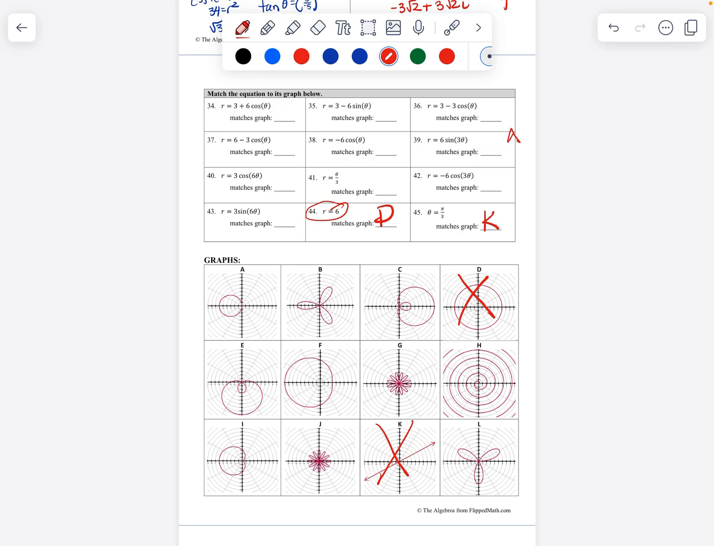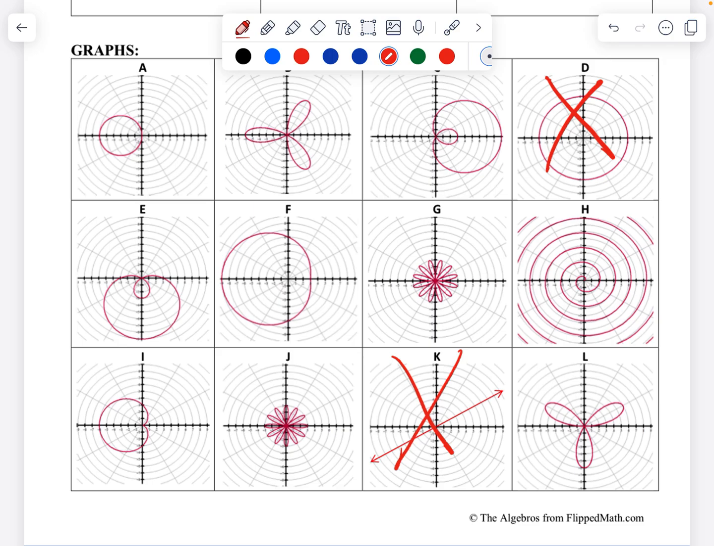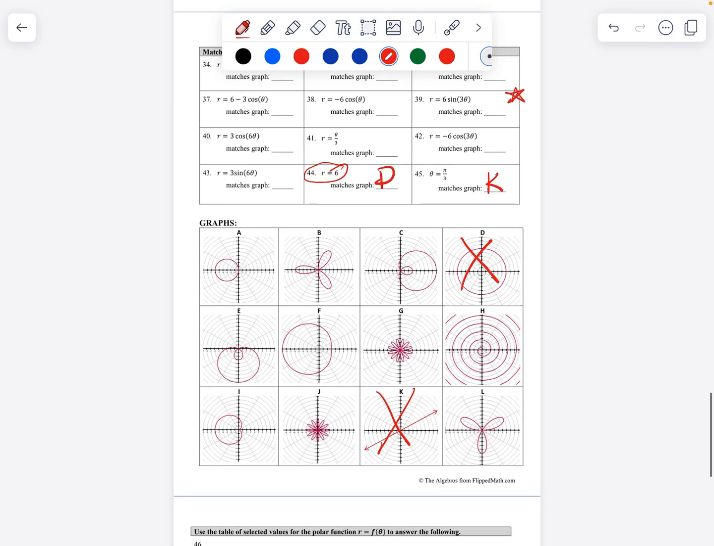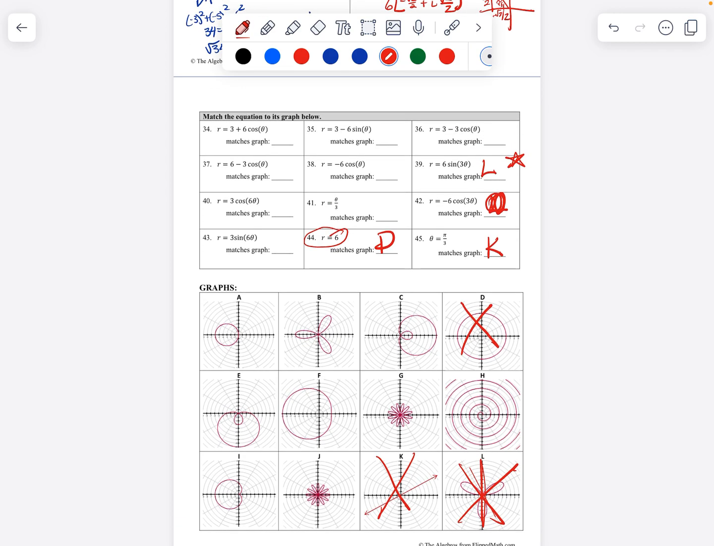Oh, well, I know this is a rose one, right? And it's got to have 3 petals and goes out to 6. So this one has to be L. Wait, this is it, sorry, because it's along the y-axis right here. This is a letter B, has got to be a cosine rose. And negative, so that would be letter B.